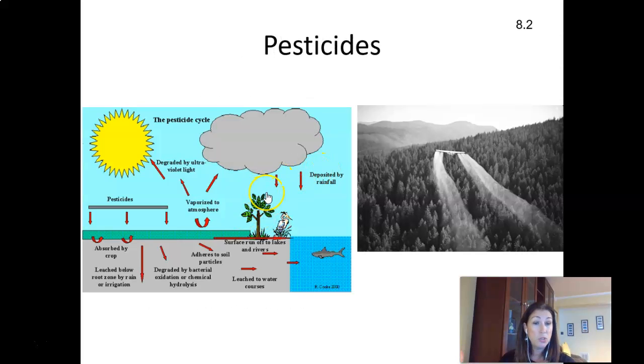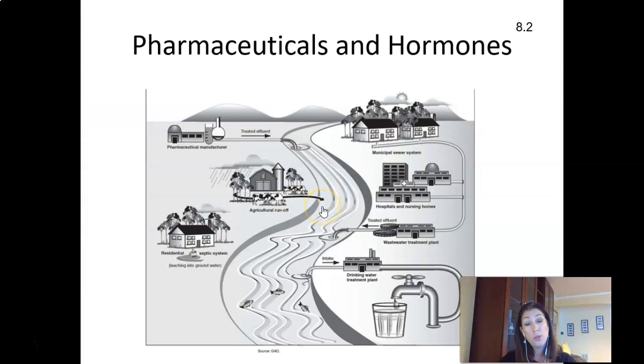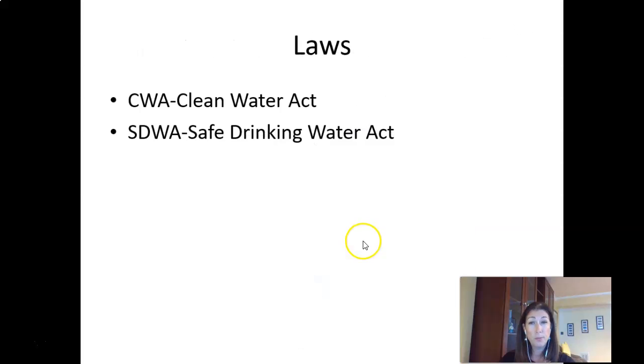So pesticides, this is traditionally runoff from agriculture. Pharmaceuticals and hormones, they are typically from wastewater treatment. They get flushed down our toilets and not taken out by our wastewater treatment plants.